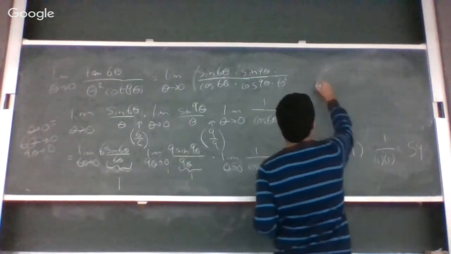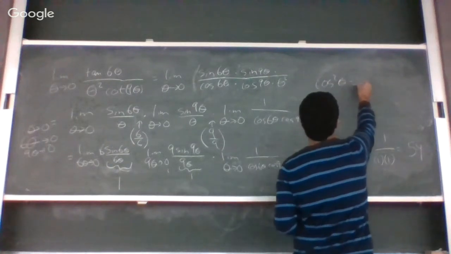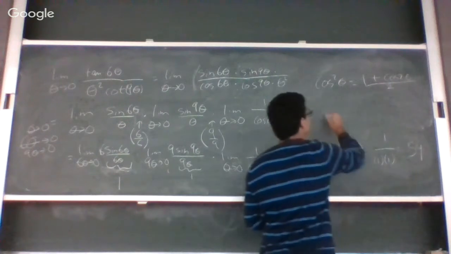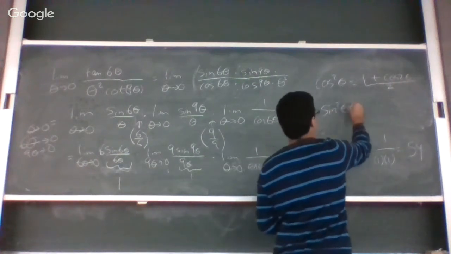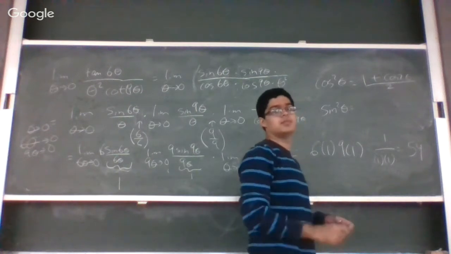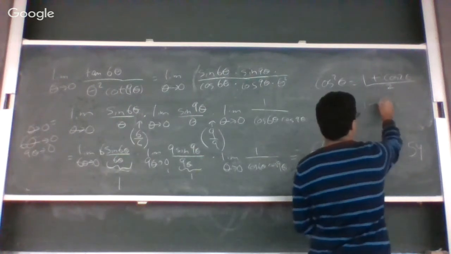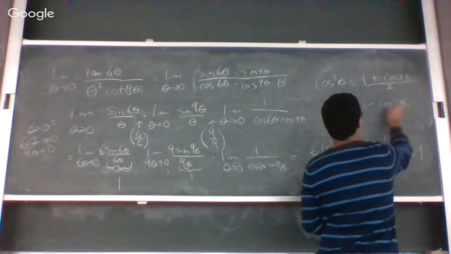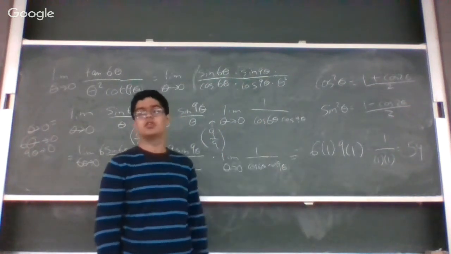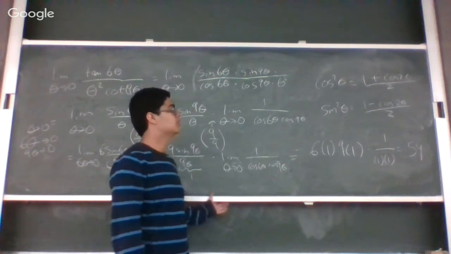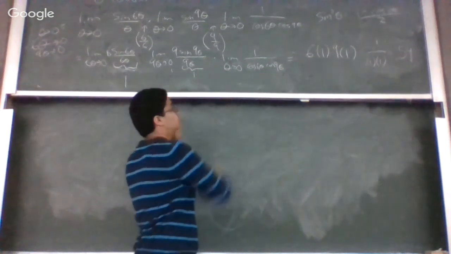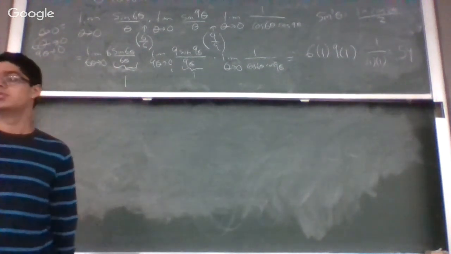For cosine squared theta, that's 1 plus cosine of 2 theta over 2, right? So what's for sine squared theta? It's 1 minus cosine 2 theta over 2. Right? So the only difference is the plus and minus sign. With sine, we have to subtract. Those you do need to know because they're helpful.